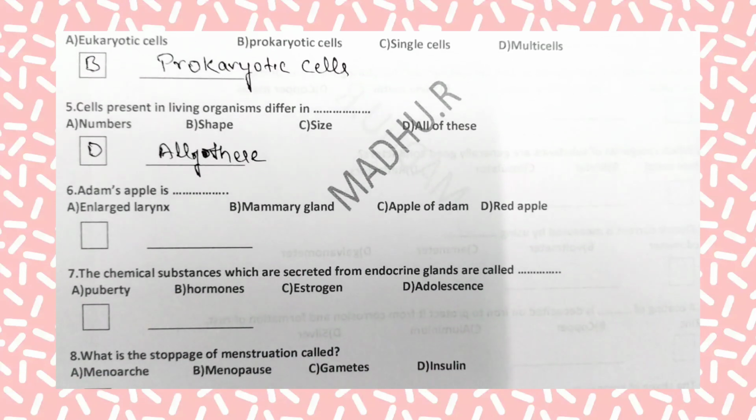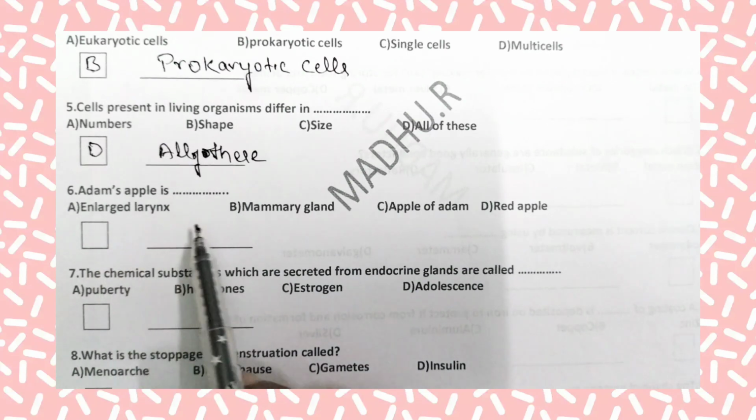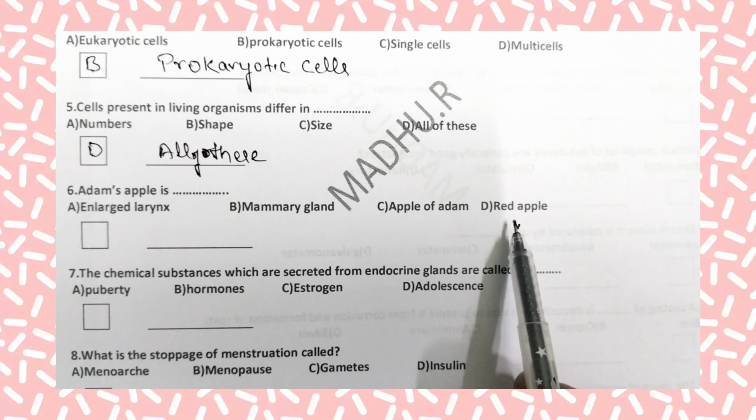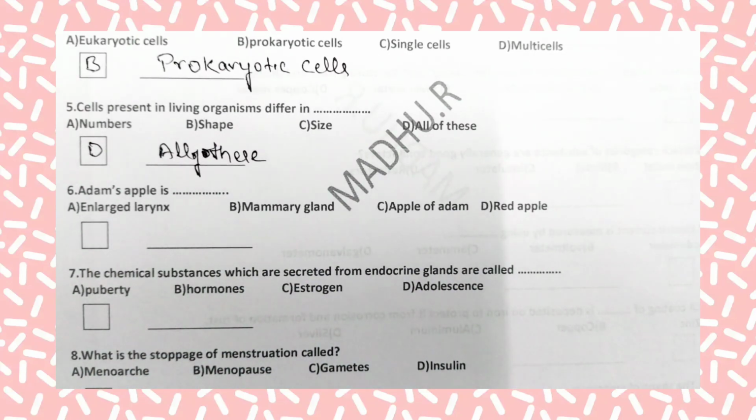Then coming to the sixth question. Adam's apple is enlarged larynx, mammary gland, apple of Adam, and red apple. The right answer is related to when a boy becomes an adult, at the stage of adolescence.